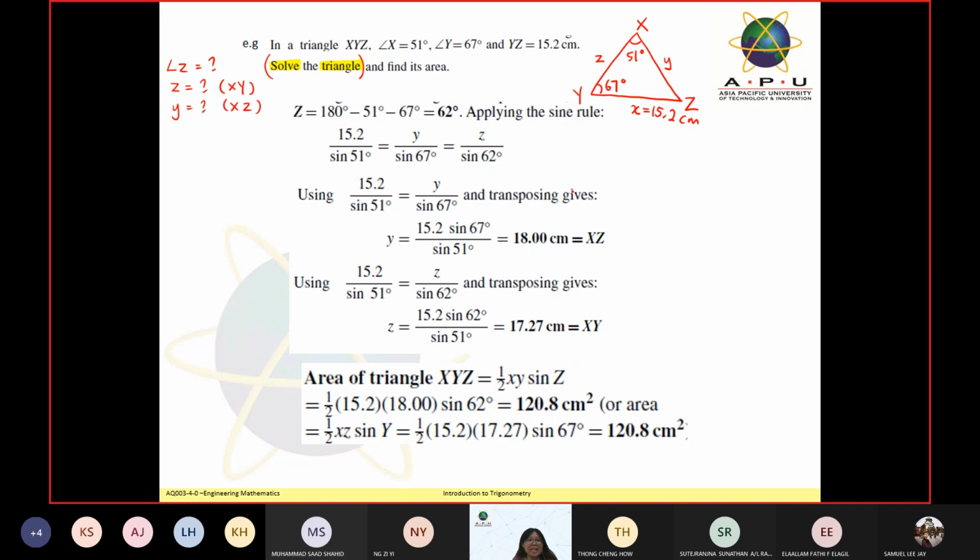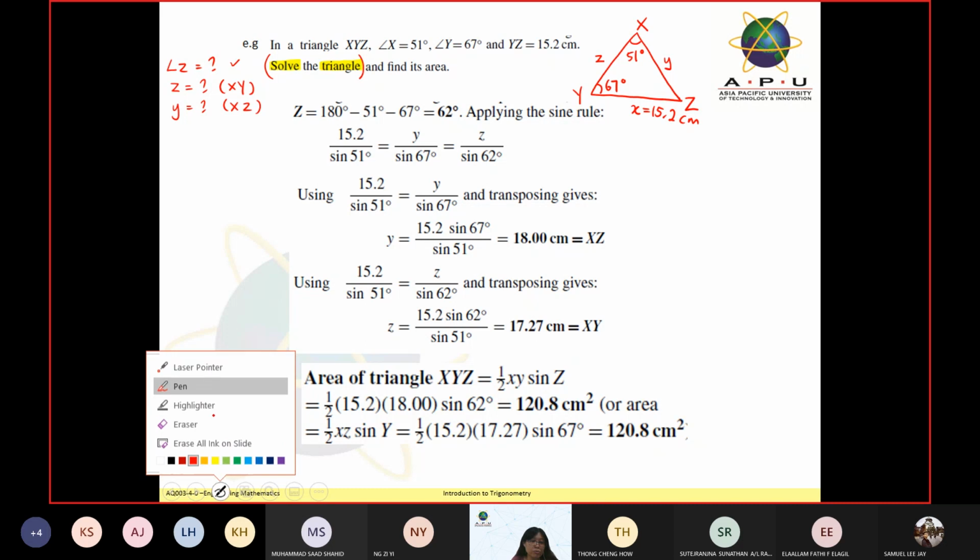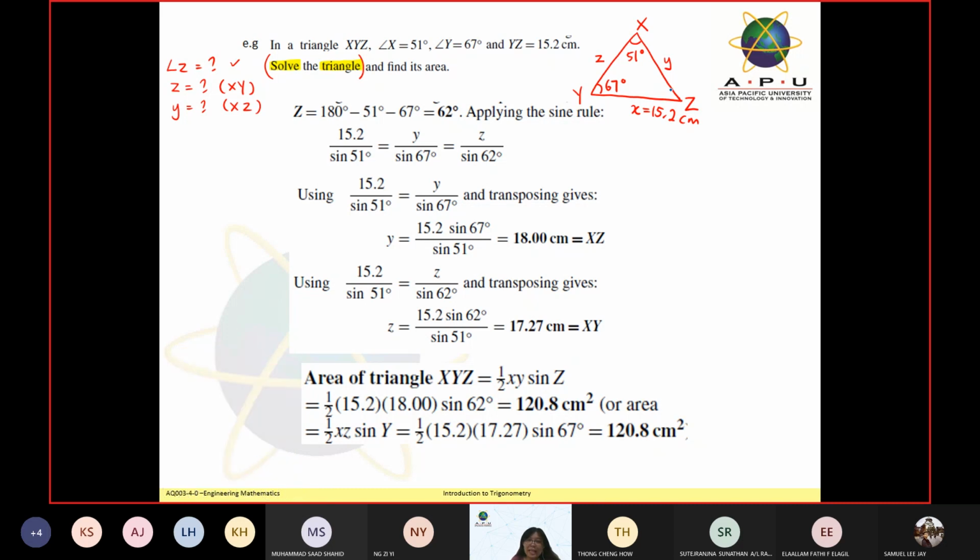The first thing is we can try to solve the angle Z, because with the two angles, it will be very easy to solve this angle Z. As we know, the total of the internal angles is 180. So we take 180 minus 51 and 67, and we get 62. So we managed to get the angle Z as 62. Okay, so that is done for the angle.